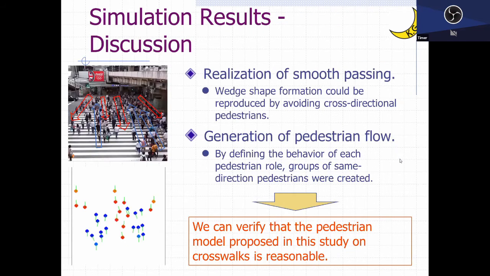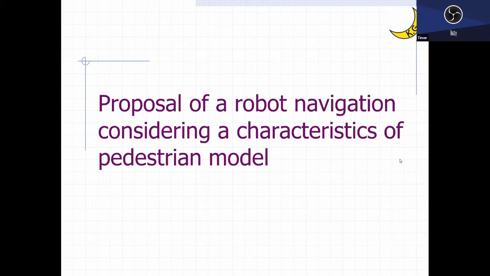Okay, so from this result, we can confirm that our pedestrian model can realize smooth passing and can generate the pedestrian flow. So we can verify that the pedestrian model on crosswalks proposed in this study is reasonable. Okay, I propose a robot navigation considering characteristics of the pedestrian model.